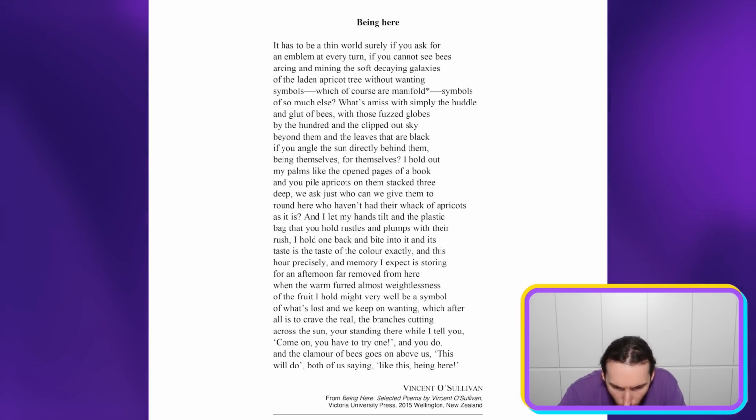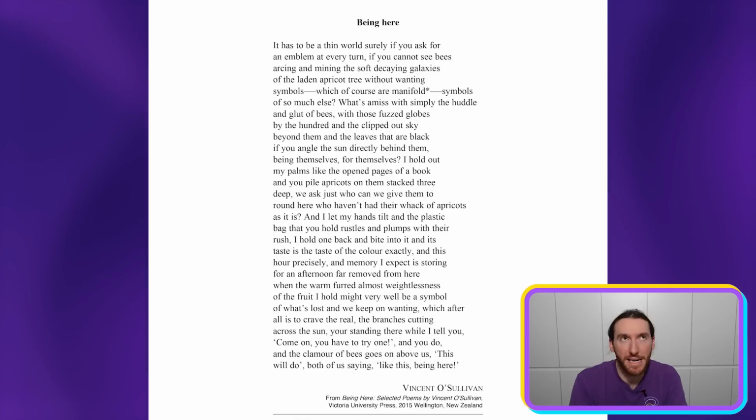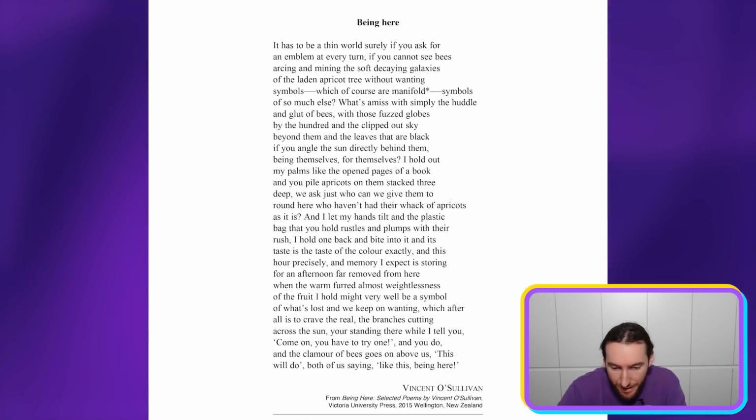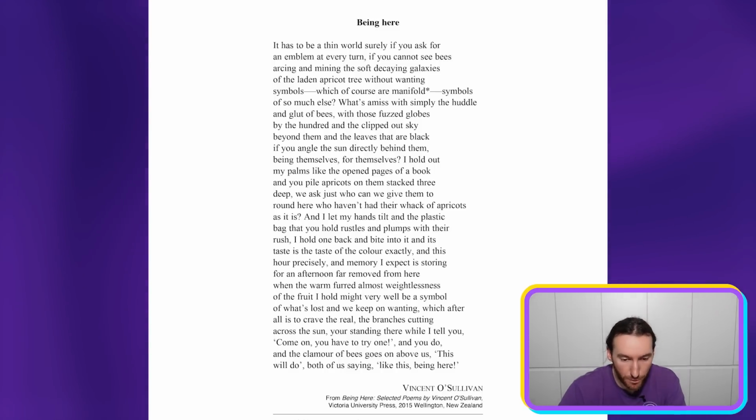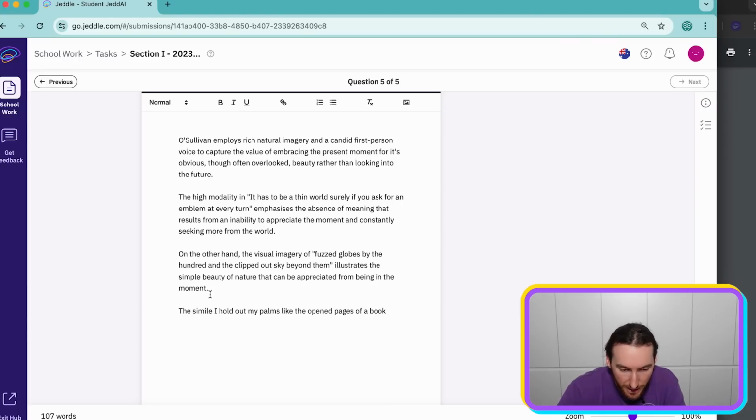Then it says, "I hold my palms out like the open pages of a book." Let's think about that image. What does that mean? If it doesn't make sense to you, don't use it. It means if I'm open to the world, I get to receive the stories, the beautiful stories. Great. So the simile, I hold out my palms like the open pages of a book.